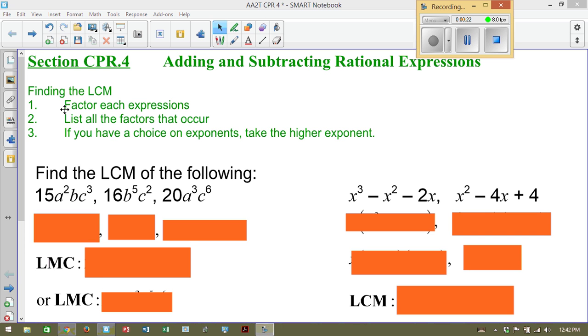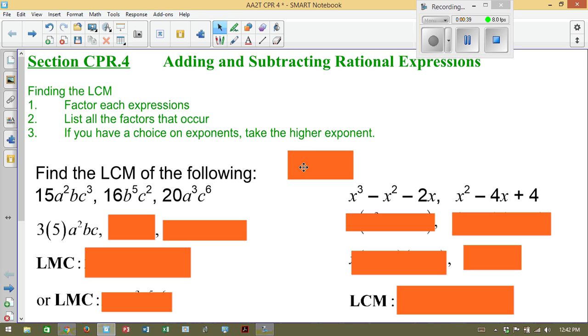To do that, you want to factor each expression and list all the factors that occur. Then if you have a choice on exponents, you always take the higher one. So we're going to factor this first one. The only thing that factors here is the 3 times 5 for your 15. The variables are already factored.